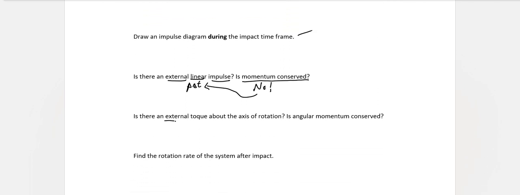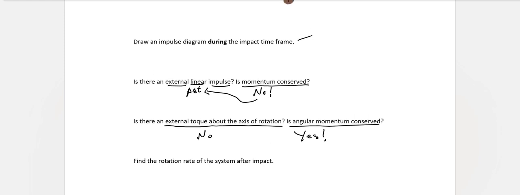Is there an external torque about the axis of rotation? I already discussed this. No, there is not. Is angular momentum conserved? Yes. Okay, now find the rotation rate of the system after impact.